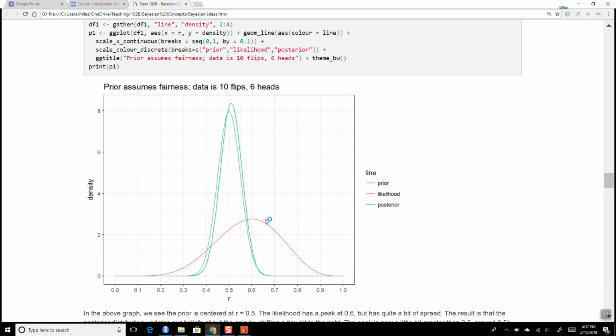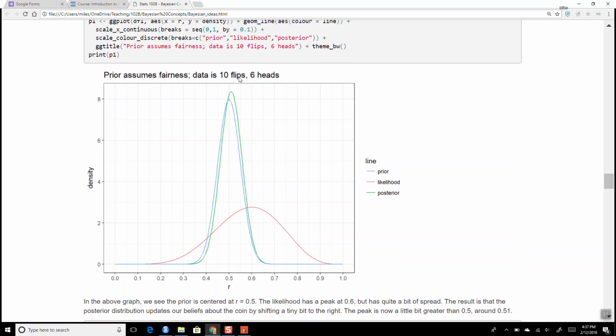In the data, we saw 10 flips, and 6 of them were heads, okay? So the likelihood there is most likely at 0.6, but all of these other values are also possible, even though the likelihood associated with them is lower. The posterior is what happens if I combine my prior belief with the likelihood. I get a new distribution that's shifted ever so slightly to the right because my data favors something that shifts over to the right. Okay, so that's what we see here.